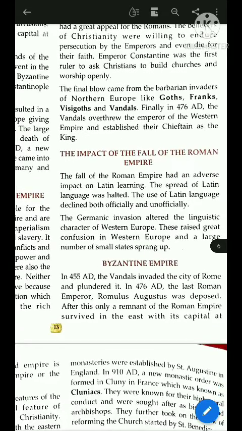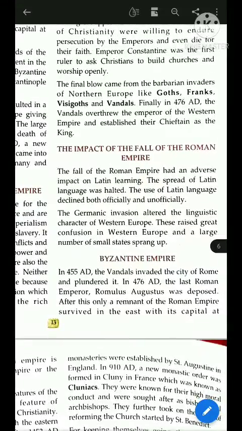The spread of the Latin language was halted. Halted means stopped. The use of the Latin language declined both officially and unofficially. As the Roman Empire fell, the use of the Latin language declined, both officially and unofficially. No one was allowed to speak the Latin language.